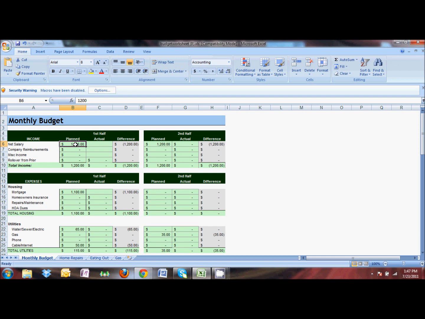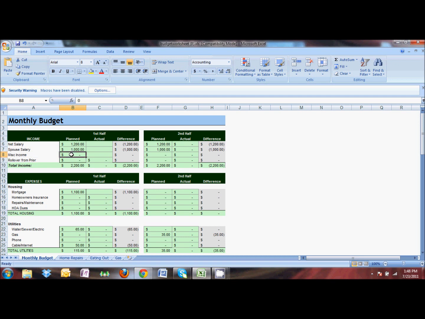So this budget worksheet is fixed up for 2 paydays a month. So there's payday 1 and payday 2 over on this side of the worksheet. Now, company reimbursements, we don't get a lot of company reimbursements in our house, so what I'm going to do is just rename that spouse salary.